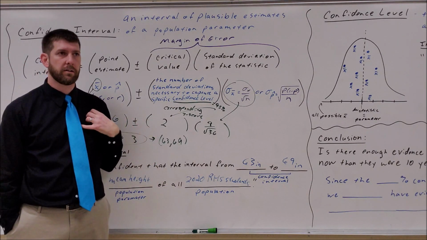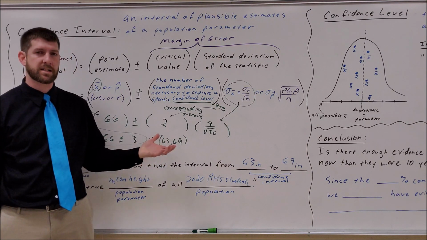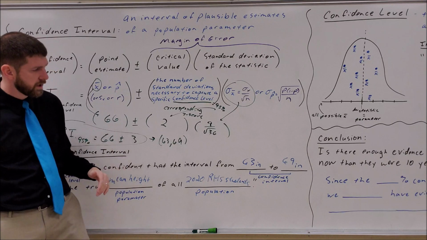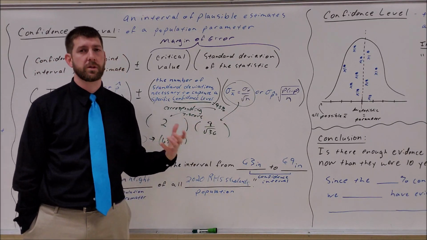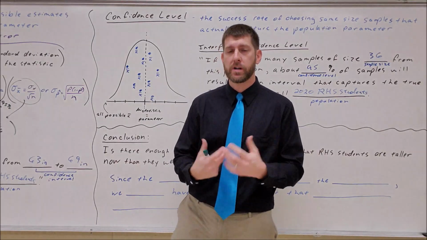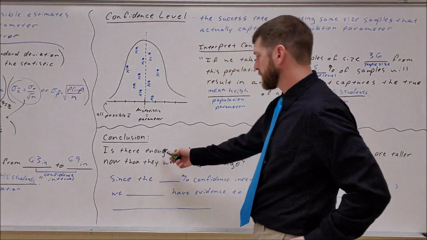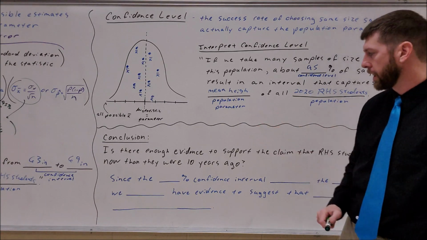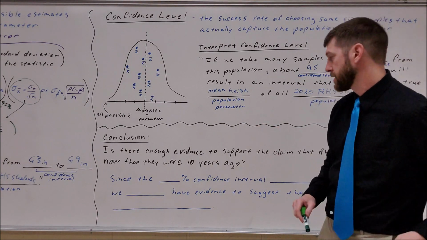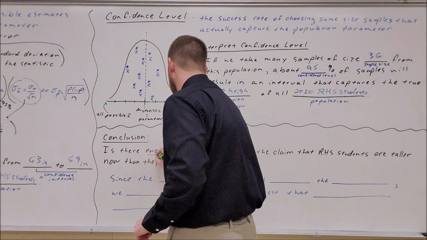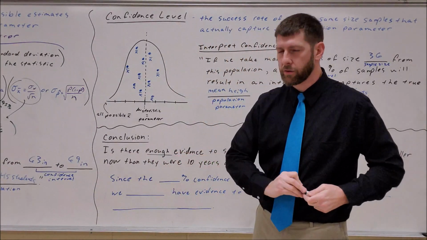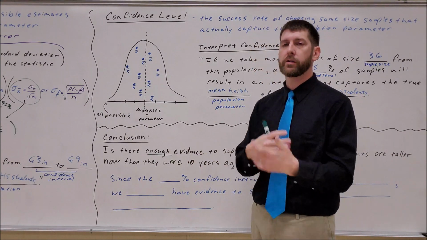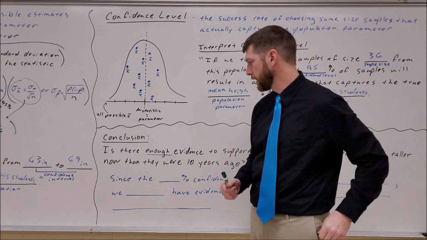That's how we're going to use it. Now, what we want to do is figure out, what does this tell us about how we've changed from 2010 up to 2020? So let's look at what our conclusion ends up being. Let's answer the question that was posed at the very beginning. Is there enough evidence to support the claim that RHS students are taller now than they were 10 years ago? Enough being key right there, because it's statistics, we never learn anything definitive. We're just trying to build evidence to support an idea.